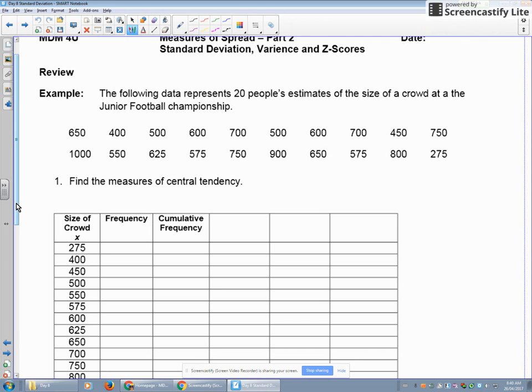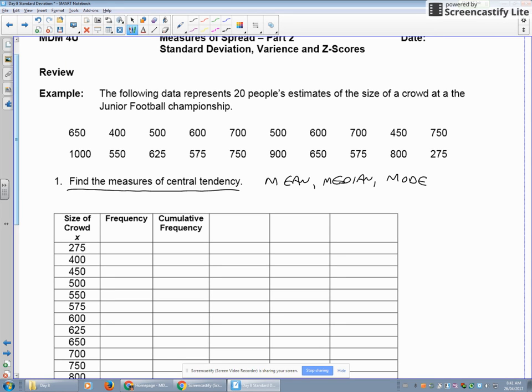So this particular question has the following data represents 20 people's estimates of the size of a crowd at a junior football championship. So the 20 pieces of data are there, and then we're asked to find the measures of central tendency. So what we've looked at so far on measures of central tendency are the mean, the median, and the mode.